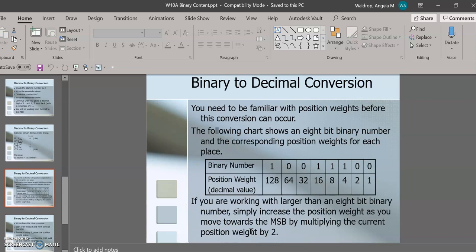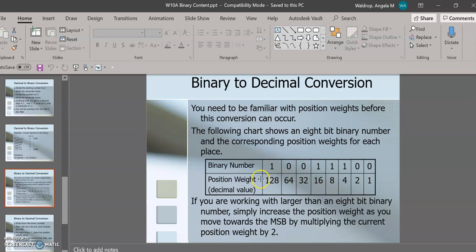Now going in the opposite direction, we have to be familiar with position weights before this conversion can occur. So we need to make a chart. We write down the binary number at the top, and then starting with the least significant bit, we start with the number 1, and then we double that, then we double that, we double that. So we keep doubling. Or if you take a look, we've got 2 to the 0 power, 2 to the 1 power, 2 to the 2 power, 2 to the 3 power, 2 to the 4 power, and so on.